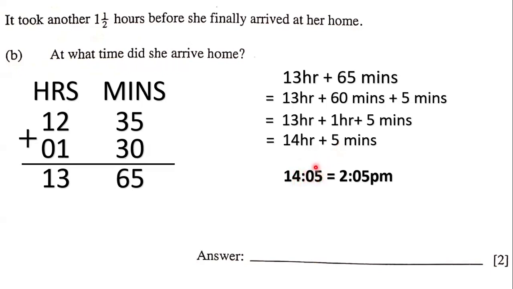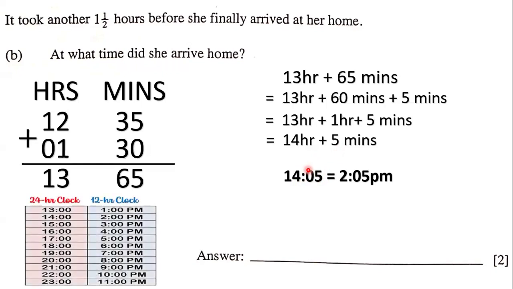Now 14:05 is definitely the 24-hour clock, but we want to express our time in the 12-hour clock. And we know that because if we look at this chart, we have 14 o'clock in the 24-hour clock. 14 o'clock is actually 2 p.m. in the 12-hour clock. So if we have 14:05, that's definitely going to be 2:05 p.m. And so that means that the time that she arrived home is 2:05 p.m. And that's the answer to this question.